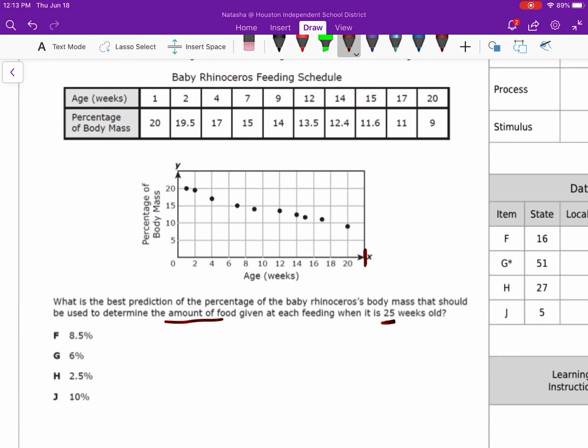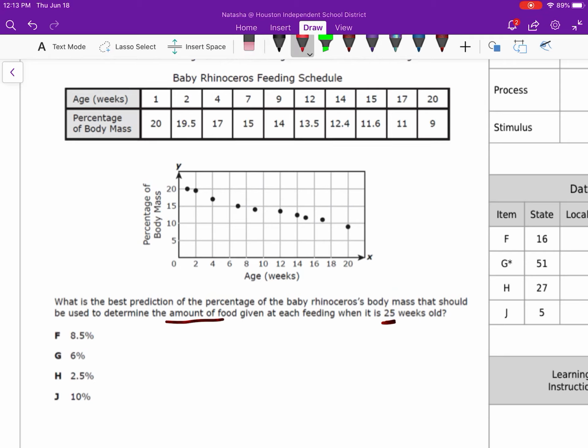Okay, so 25 weeks is going to be here. Or actually, it's going to be even further out. Because these are 18, 19, 20, so this is going to be 22. Then we're going to have 24. And then 25 is going to be right about here. So this trend is going down like this, right? So our trend line. Now, at 20 weeks, our mass is 8%. So it's going to be less than 8%, okay?